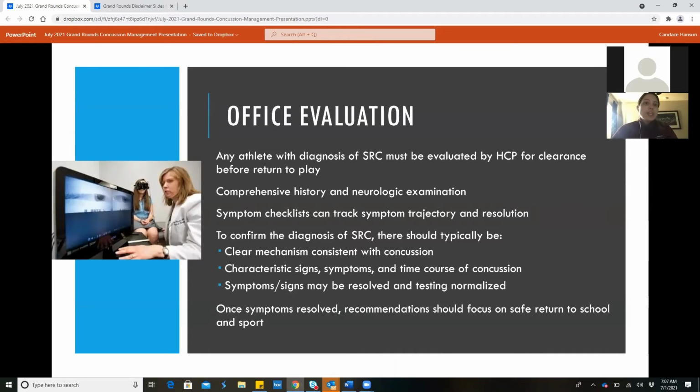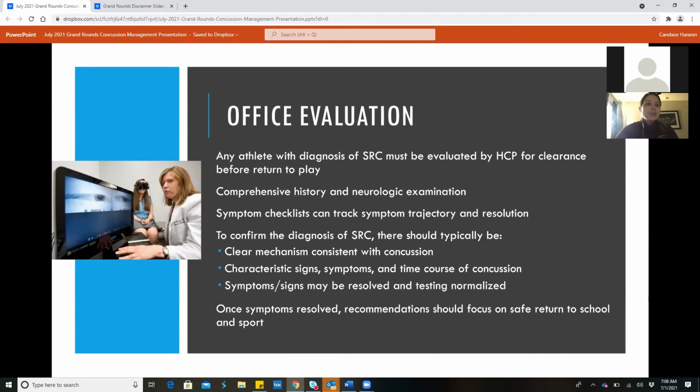Office evaluation. Just quickly, for those of you who are not going to be clearing an athlete in the office, you don't need to know too much of this, but it's helpful to have some idea in case you're asked. Any athlete with a diagnosis of sport-related concussion: if they're cleared that same day, because you don't think it's a concussion, they don't have to go to a healthcare provider for clearance.